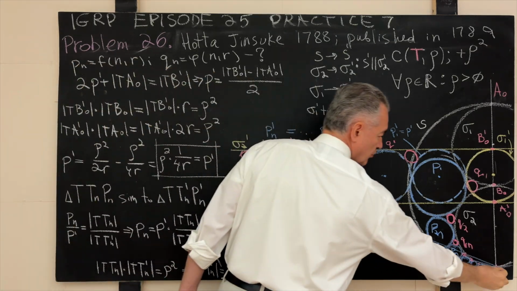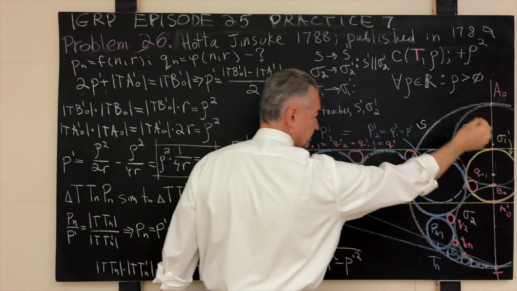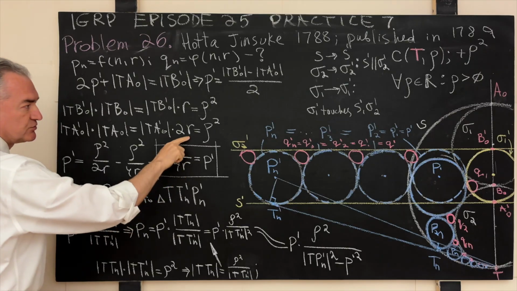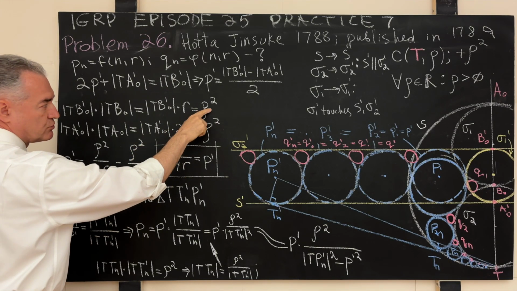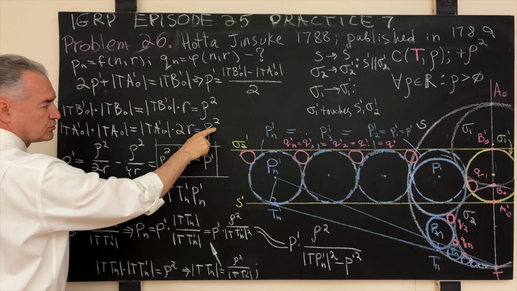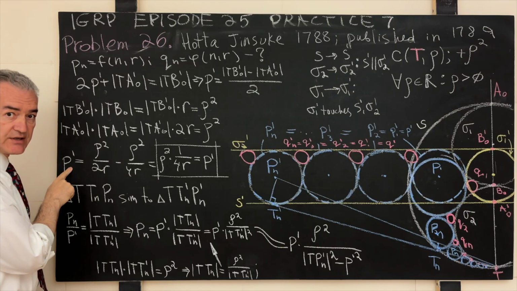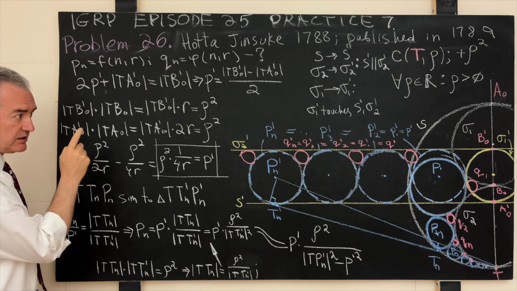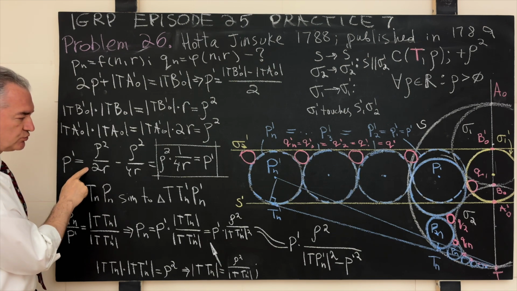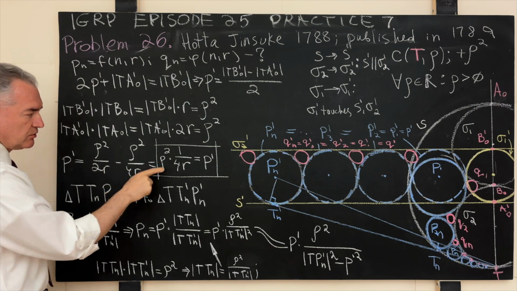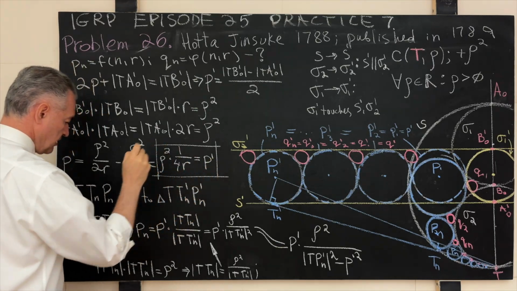Except that the distance from T to A0, what is it? Twice the radius of the outer circle S, twice R. So we know this distance, rho squared over r, and this distance, rho squared over 2r. We need to take half, so for the length of the radius P prime of any reflected blue circle, we have rho squared over 2r minus rho squared over 4r, which comes out to rho squared over 4r. We have this result over here.